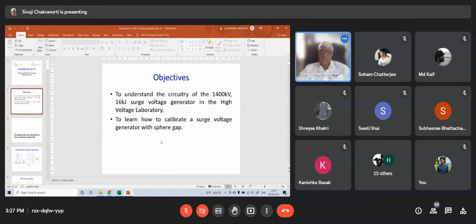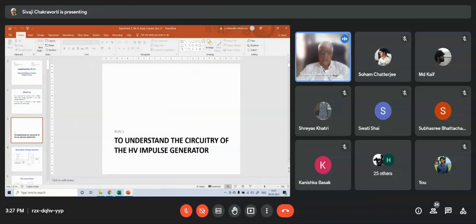There is an important issue of calibration of such impulse voltage generator. I will tell you what that is. Now, let me go forward and tell you one by one. First, let us understand the circuitry of the impulse generator.